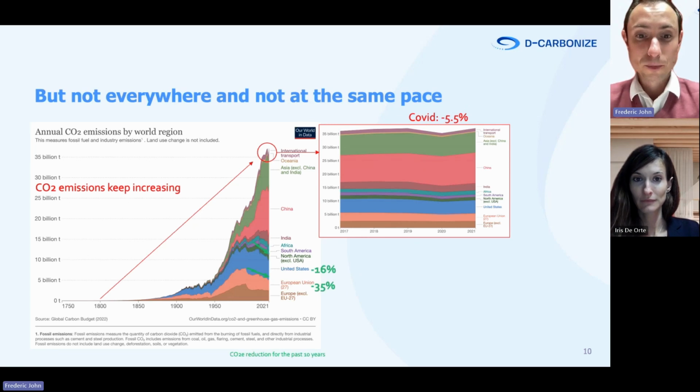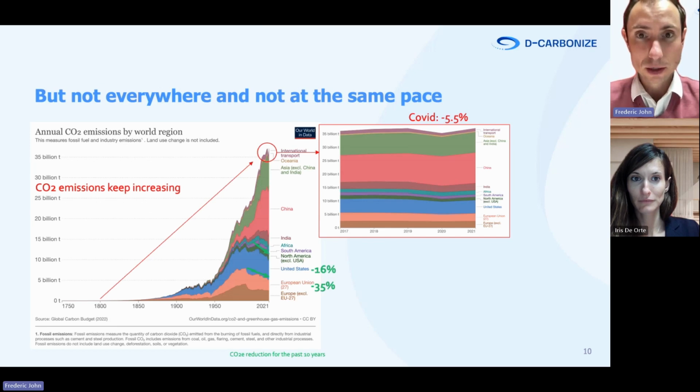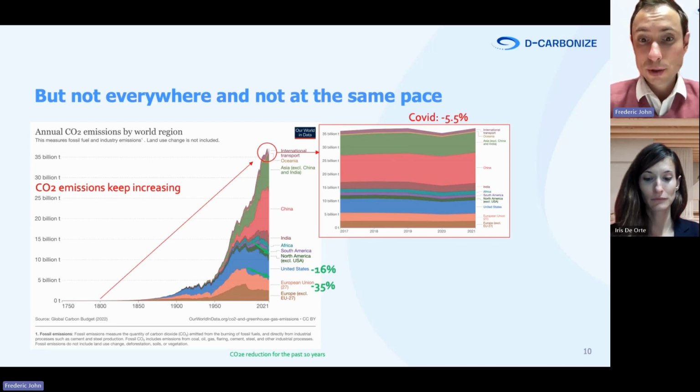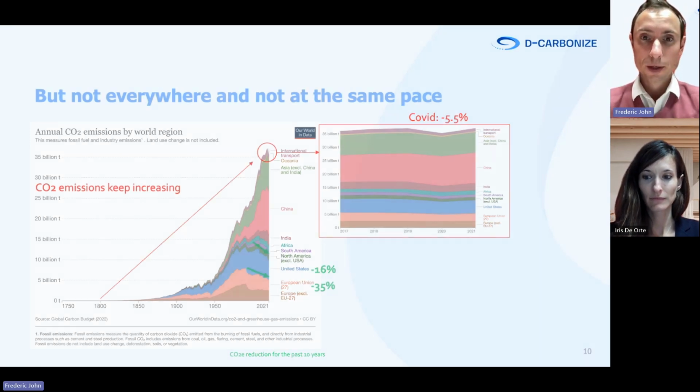The good news is, if you look at some major regions, let's say Europe or North America, for the past 10 years, we have been decreasing our CO2 emissions at different rates, but certainly we are decreasing them. So keep that number in mind, 5.5%, because you'll see it's a very important ratio.